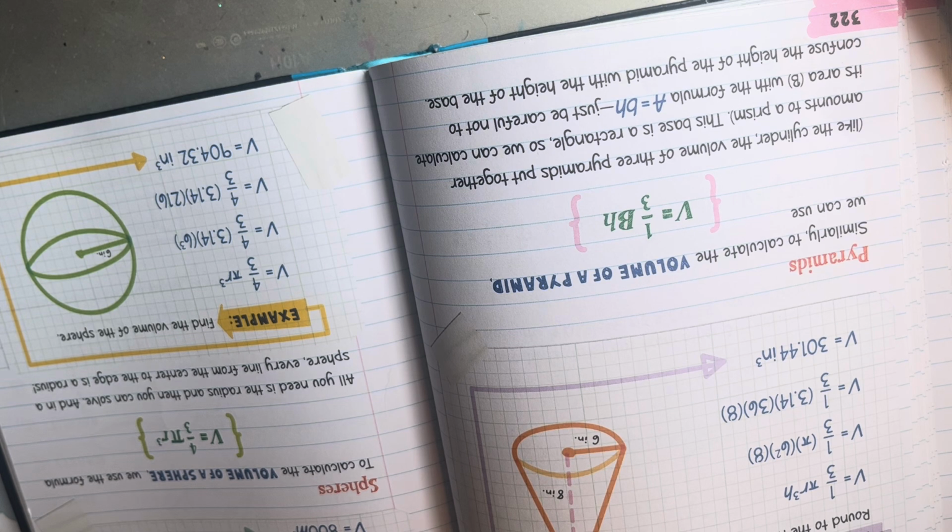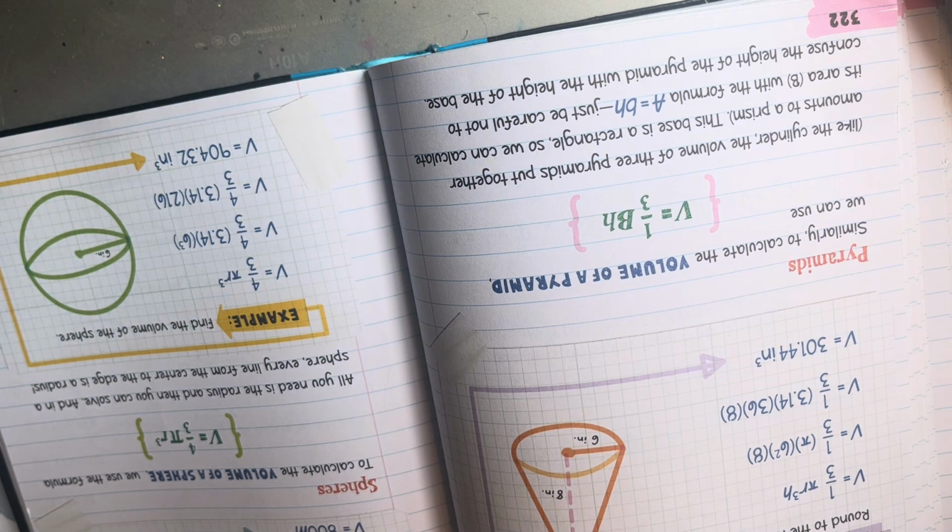Sphere. To calculate the volume of a sphere, we use the formula V equals 4/3 pi r to the power of 3. All you need is the radius, and then you solve. And in a sphere, every line from the center to the edge is a radius.